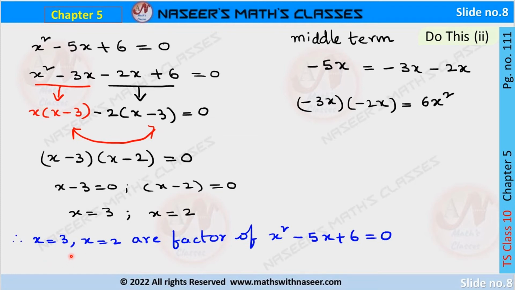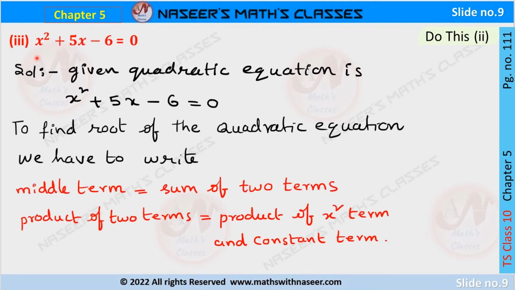Therefore, x is equal to 3 and x is equal to 2 are the two factors of the quadratic equation x² - 5x + 6 = 0. The third one is x² + 5x - 6 = 0.